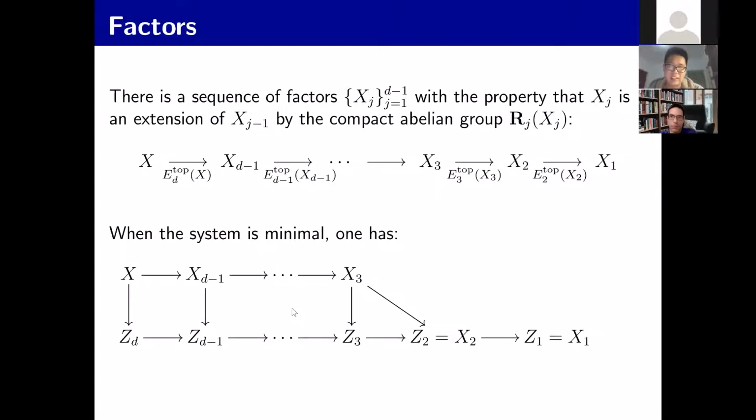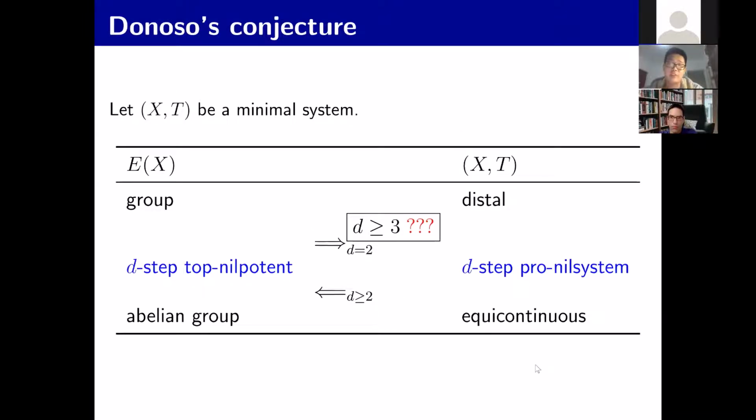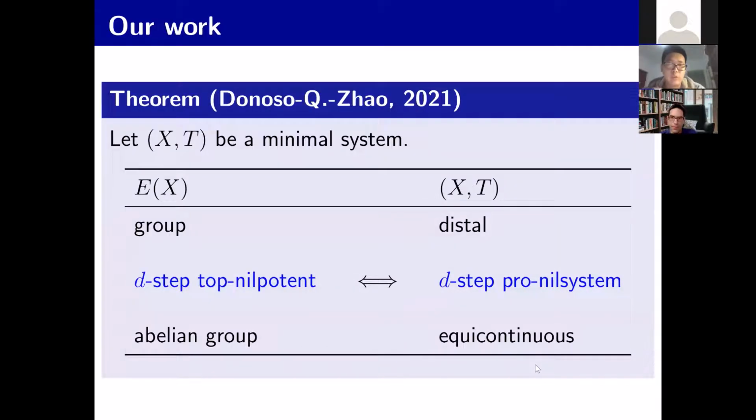So he conjectured that if a minimal system has a d-step top-nilpotent enveloping semigroup, where d is not less than 3, then the system must be a d-step pro-nil system. And our work is to confirm his conjecture. So combining his result, we get that a minimal system is a d-step pro-nilsystem if and only if the enveloping semigroup is a d-step top-nilpotent group.